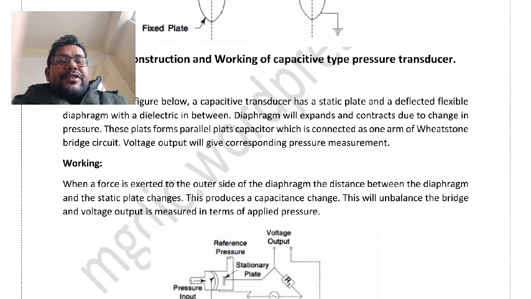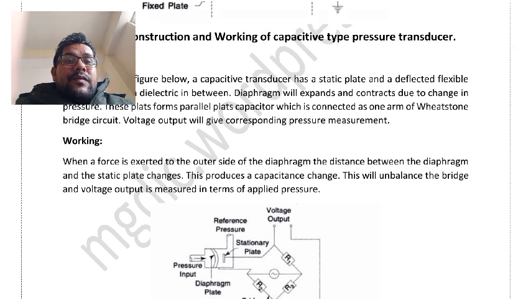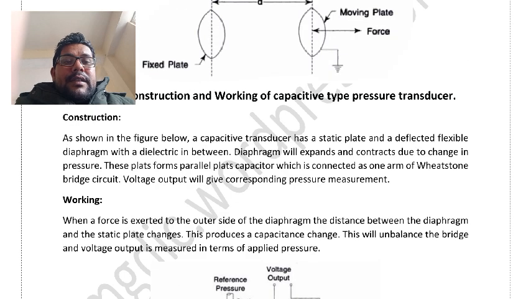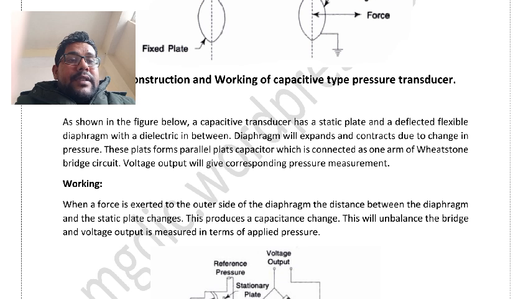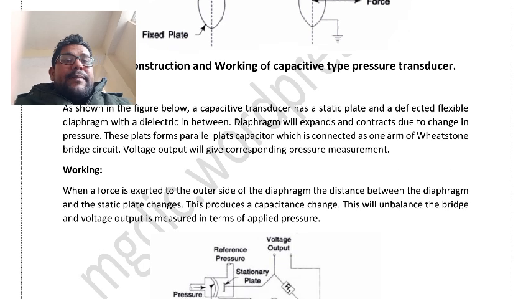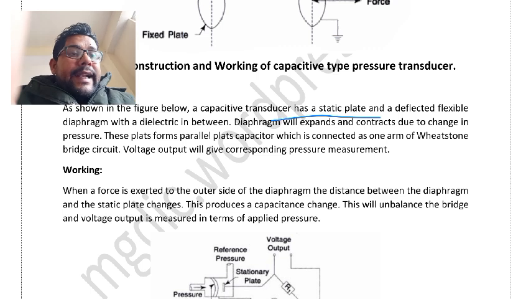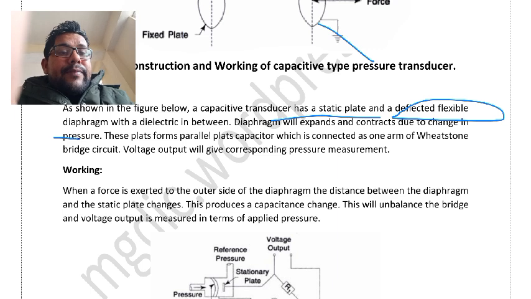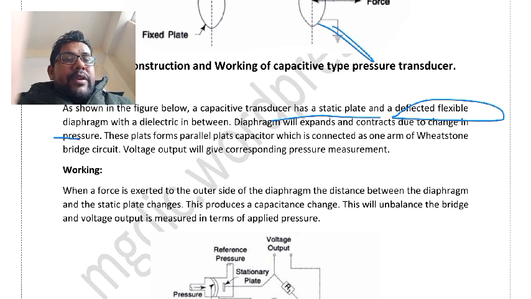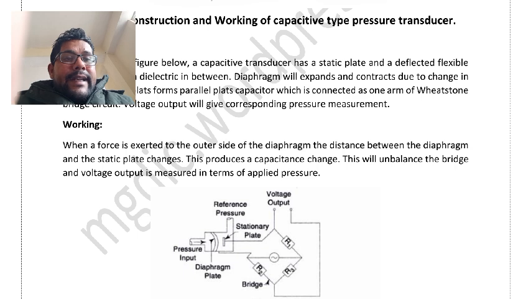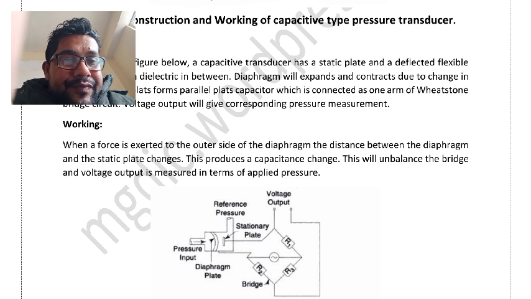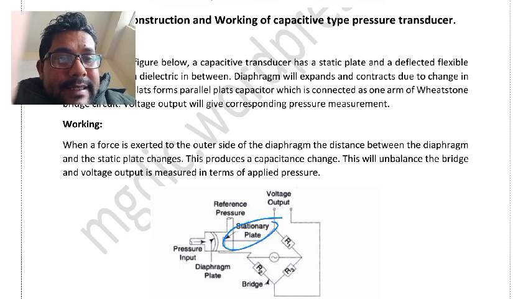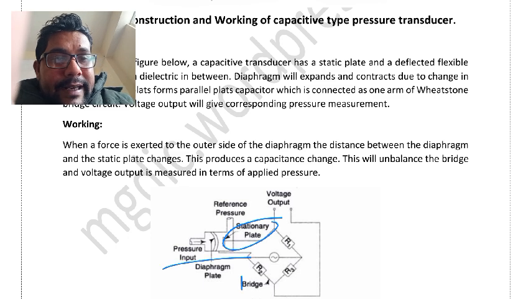So we can see the construction. In this figure, the capacitor transducer has static plates. One is called the fixed or static plate, and the other is a flexible diaphragm, which is the deflected plate. Two plates we can make: one is static, the second is deflected. Here, this is the stationary or static plate, and this is the deflected diaphragm plate.